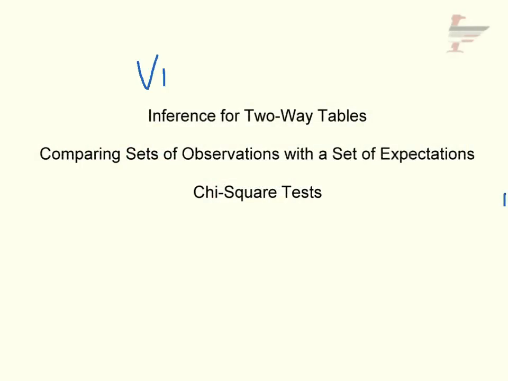Welcome to video number 2 for section 14.2, where we will be taking a look at some examples for two new chi-square tests, the test for homogeneity and the test for independence.